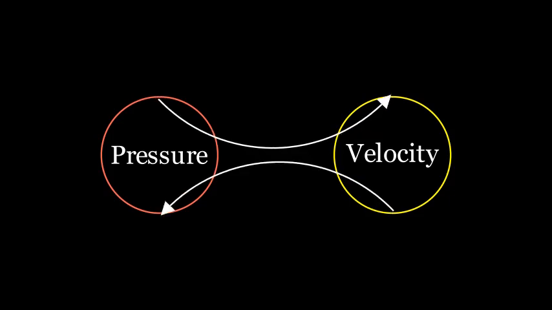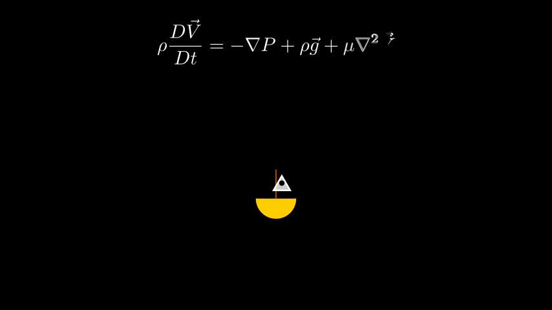Solving these for the whole ocean is hard because they are coupled. Pressure depends on velocity, and velocity depends on pressure. Like the Grand Line, fluid mechanics is vast. But with Navier-Stokes as your guide, you can predict the path of any current.